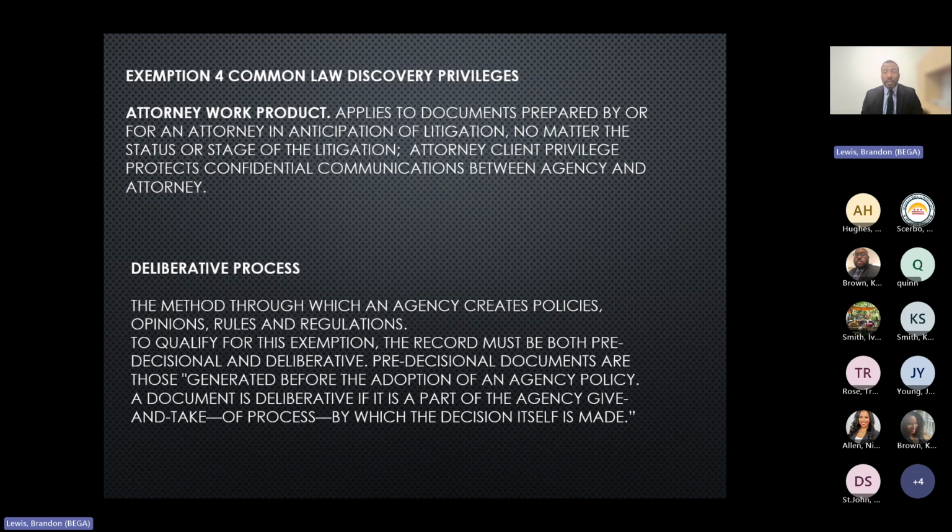To qualify for this exemption, the record must be both pre-decisional and deliberative. Pre-decisional documents are those that are generated before the adoption of an agency policy, and a document is deliberative if it is a part of the agency give and take, a process by which the decision itself is made.